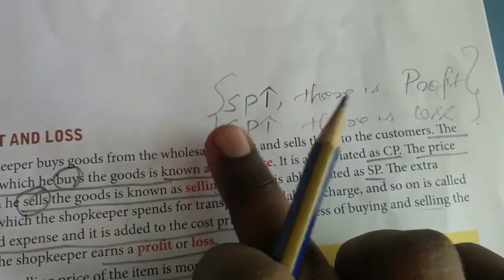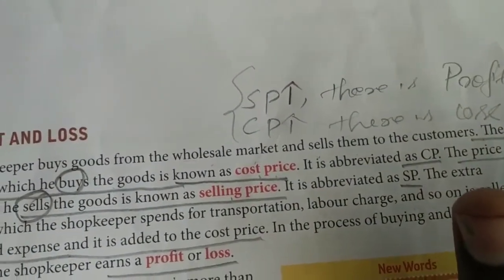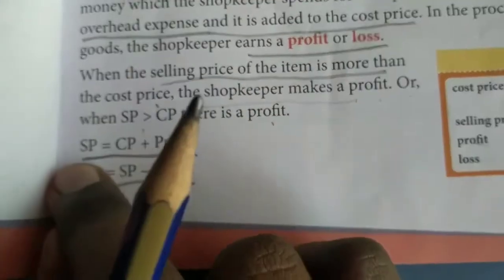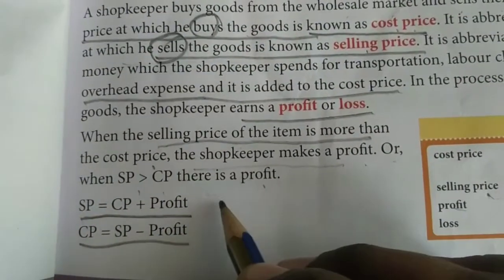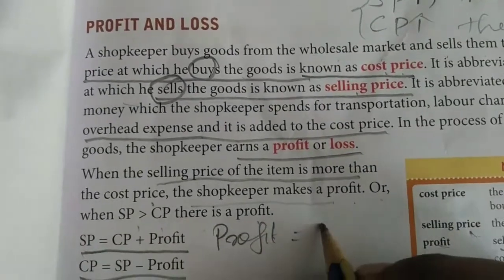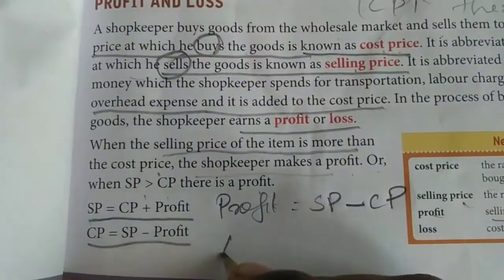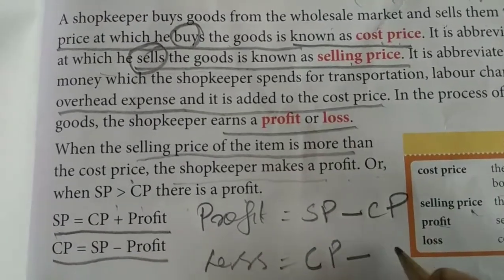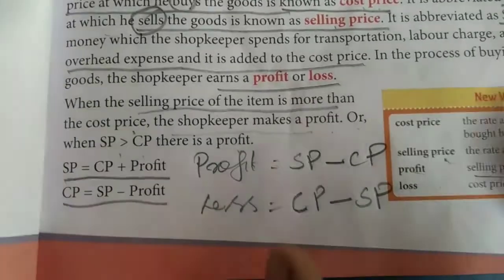If SP is more, there is a profit. If CP is more, there is a loss. Are you clear? When SP is greater than CP, there is a profit. So SP is equal to CP plus profit. CP is equal to SP minus profit. Or in other words, we can write that profit is equal to SP minus CP. If loss, loss is equal to CP minus SP. Are you clear? These are the 2 important formulas.